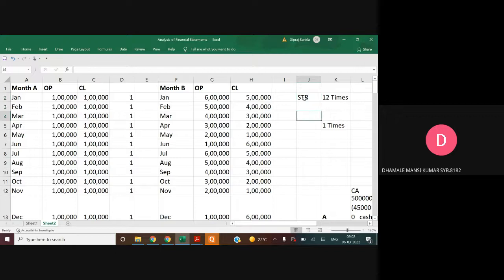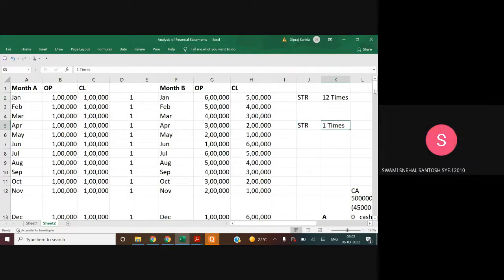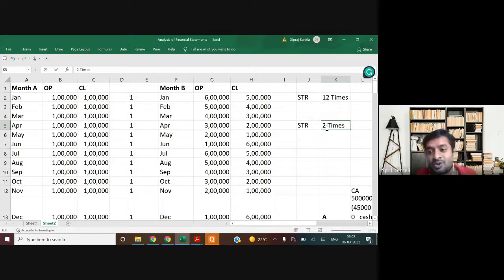In big company what is stock turnover ratio in one accounting year? Two times. 2 times. It means what? In a company stock is replaced by 12 times.